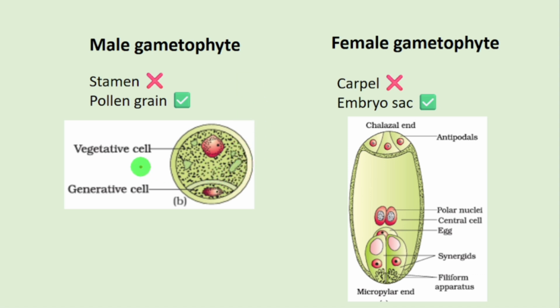So here the vegetative cell as well as generative cell both are haploid. And here also in embryo sac, antipodals, synergids, egg, they are haploid. And the central cell has two different nuclei. It has two nuclei and each nucleus is haploid. So the important feature of gametophyte is that they will have haploid cells.